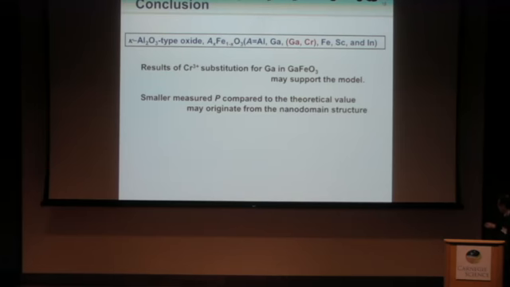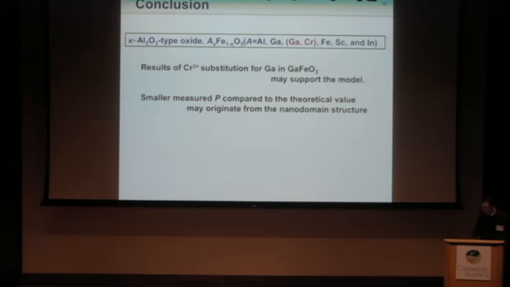So now let's conclude my talk today. We have carried out chromium substitution for gallium ferrite, and ferroelectricity was observed in this material. We have compared with the other systems in the polarization, and a similar, smaller polarization value was observed in all the systems.